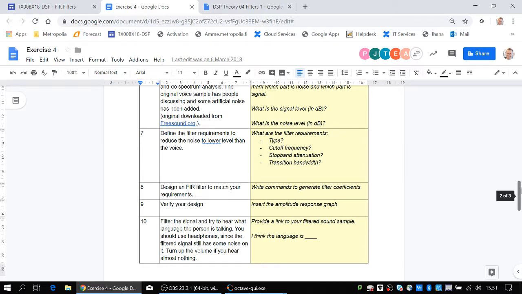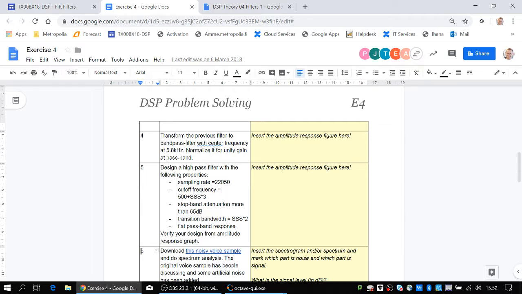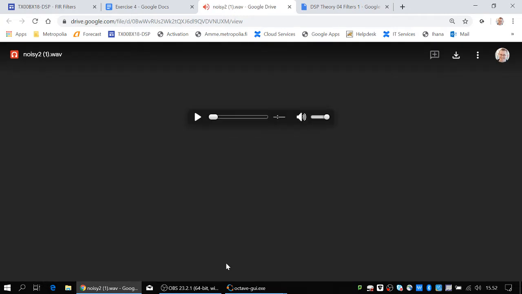When you're doing the spectrum analysis of the given sample, the given sample is this voice sample. Yeah. That voice sample, haha. There's actually some speech underneath, but there's so much high frequency noise that you cannot hear it.